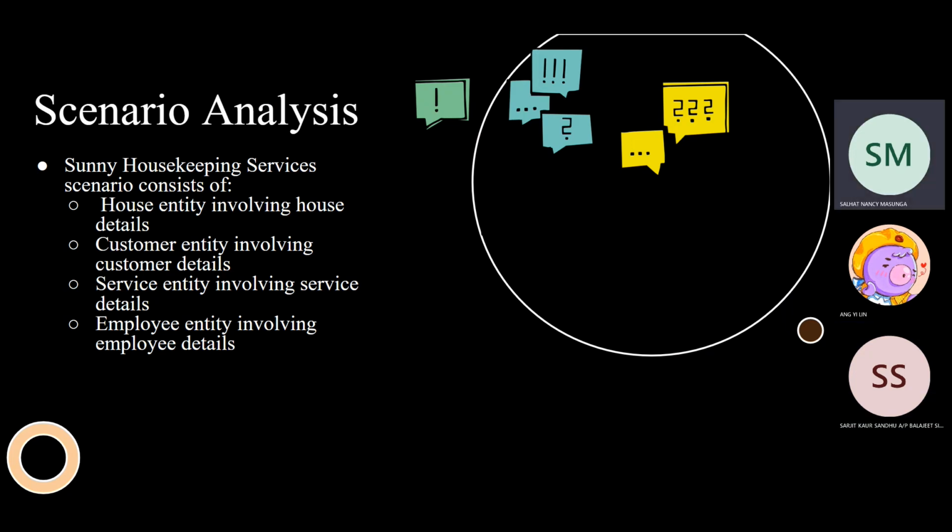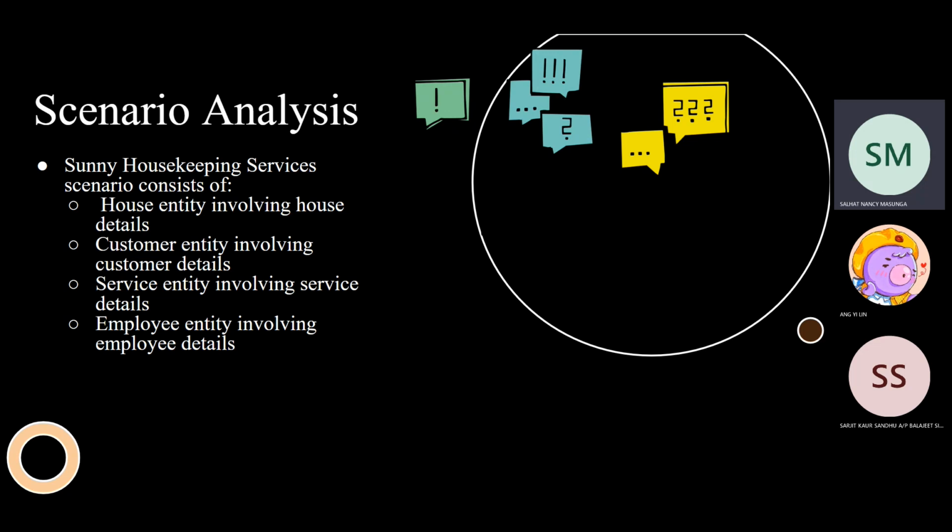So we're going to go on to the scenario analysis. Basically, I'm just going to explain a few notes on the original scenario that we have. Sunny Housekeeping Service Company is a company that mainly deals with providing housekeeping services to its customers. Customers can have different house types, and the number of employees that will be employed in the houses will vary depending on how big the house is.